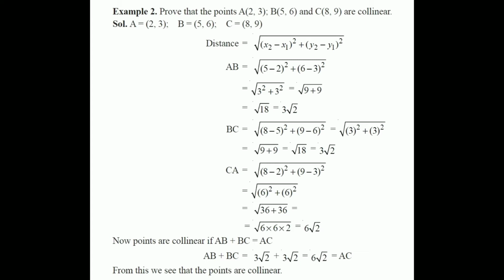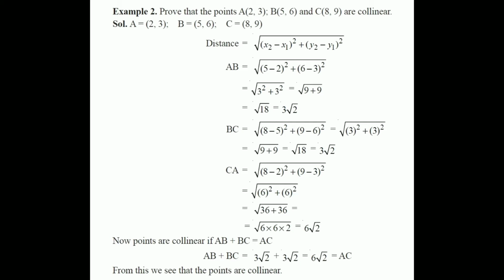To prove the collinearity, we have to prove that the distance AB plus BC is equal to the distance AC. Means we will calculate the three distances AB, BC, AC, and if the sum of any two distances is equal to the third distance, then the points are collinear, otherwise not. Let us check in the present sum.